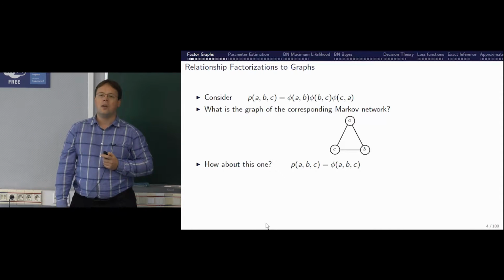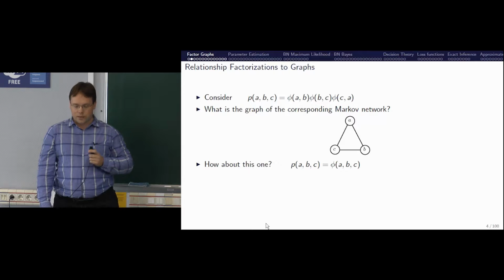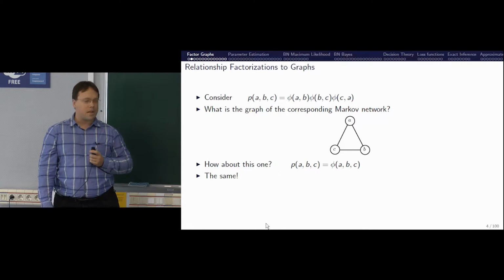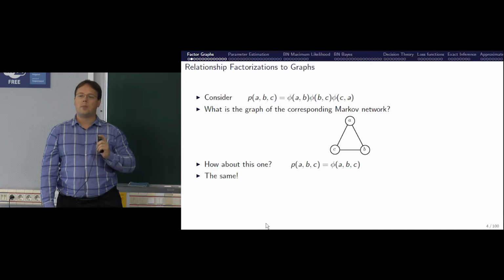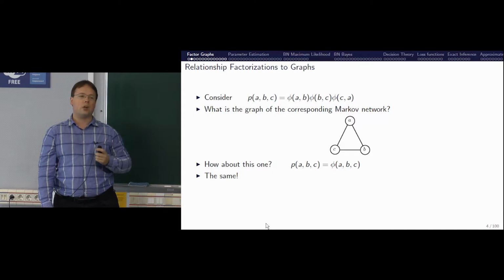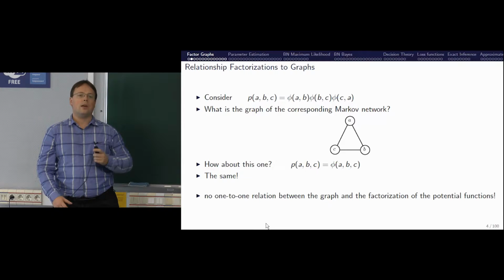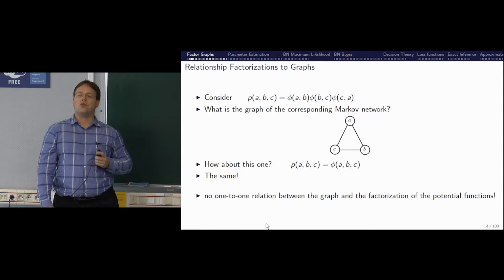It's a probability distribution that just has one factor, and this one factor depends on all 3. The same. It's also a triangle. Why? Because the rule is if multiple variables interact, we need a fully connected subgraph in our graph that corresponds to these variables, a clique. And if you have 3, then a clique is a triangle. So both of them have the same graph, even though they have different factorizations. So that's a shortcoming of this Markov thing.